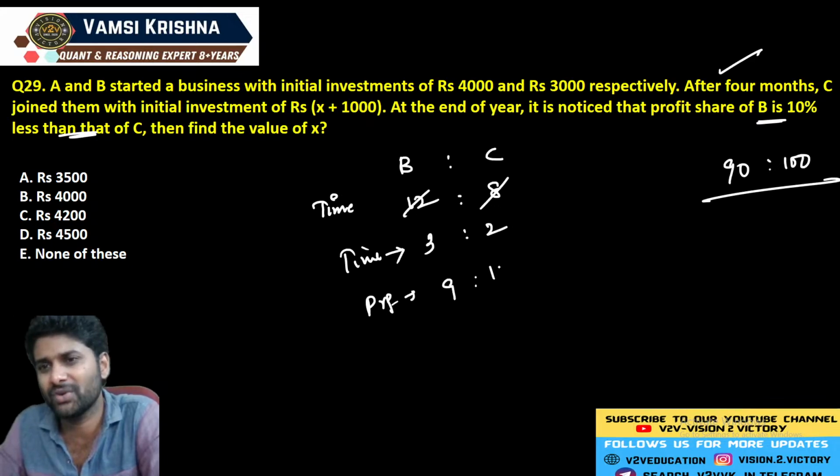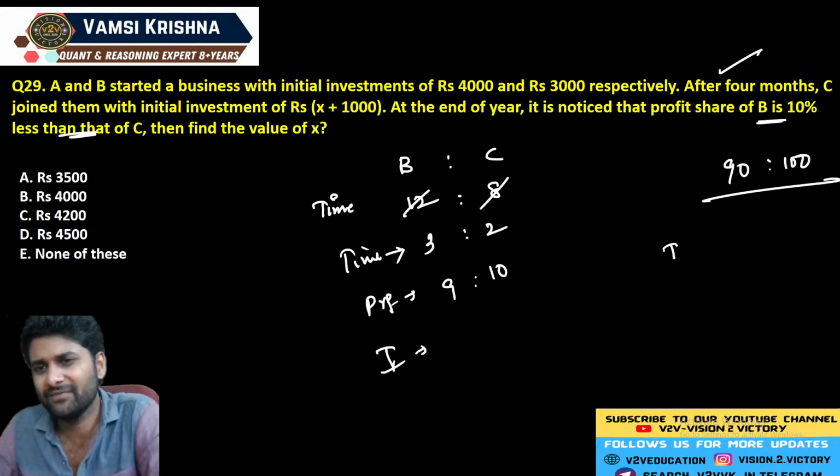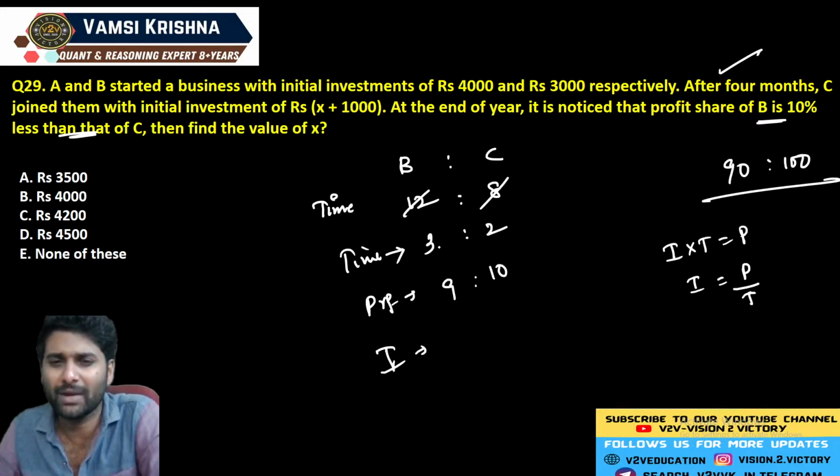So the ratio is 9 is to 10. Now what about their investment, guys? You already know that investment into time is equal to profit. Then investment is equal to profit by time. Now 9 by 3, 3 units, 10 by 2, 5 units, guys.